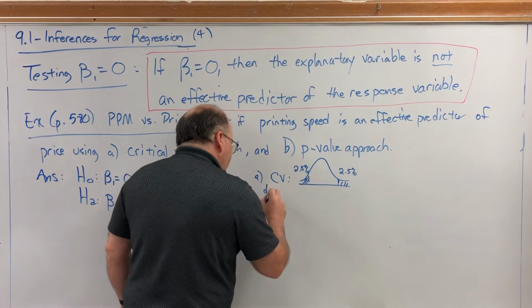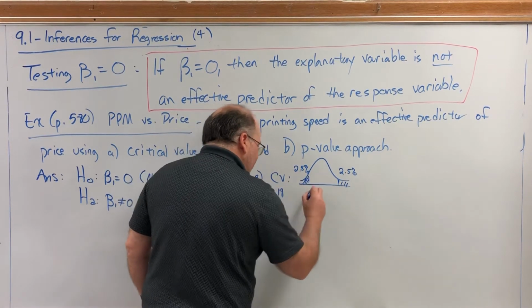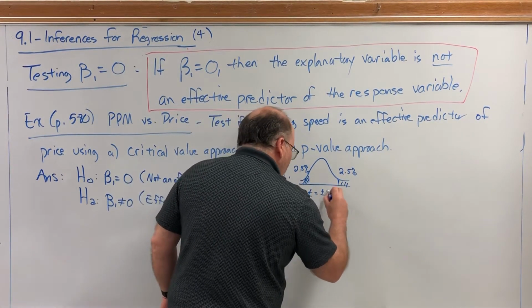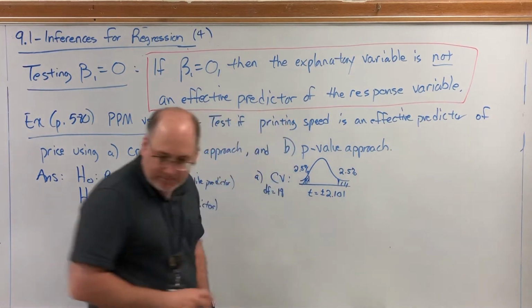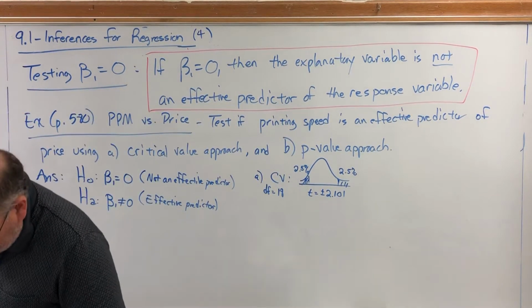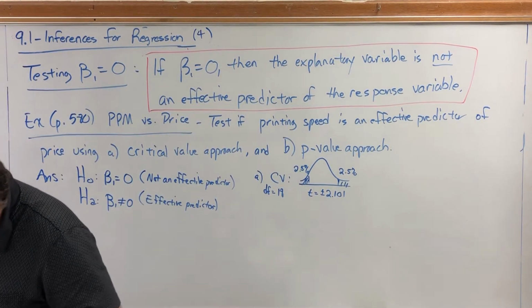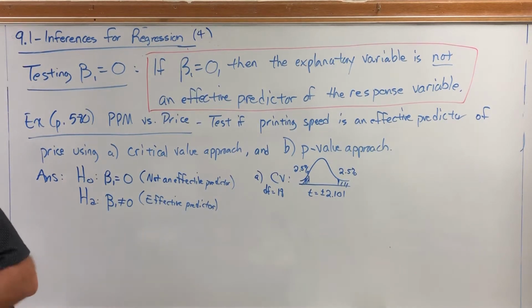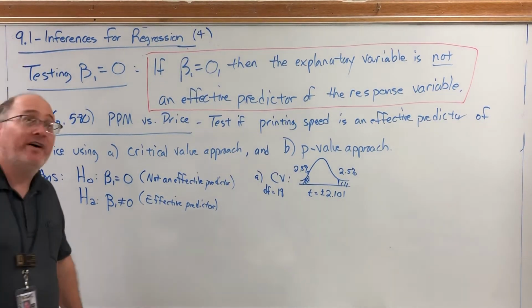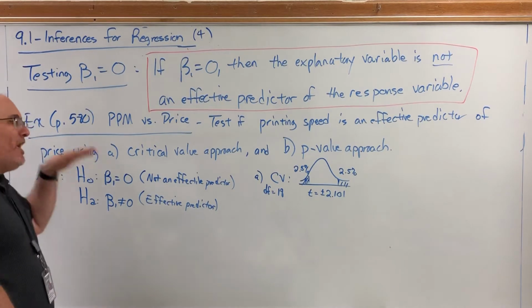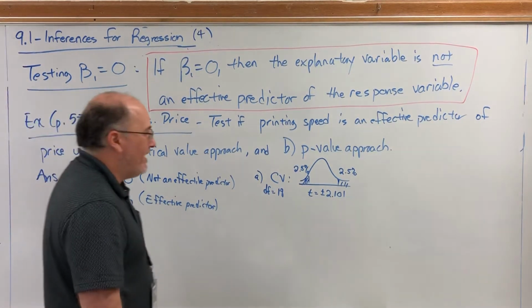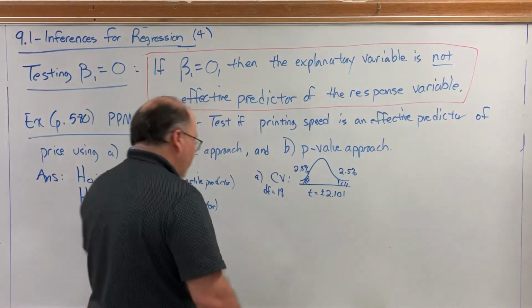The degrees of freedom is still 18, so we're going to get the exact same t-values that we got before, plus or minus 2.101. If you were paying attention, you may have noticed the t-values in the computer output, but that's not what the t-value was. The t-value in the computer output was the test statistic.